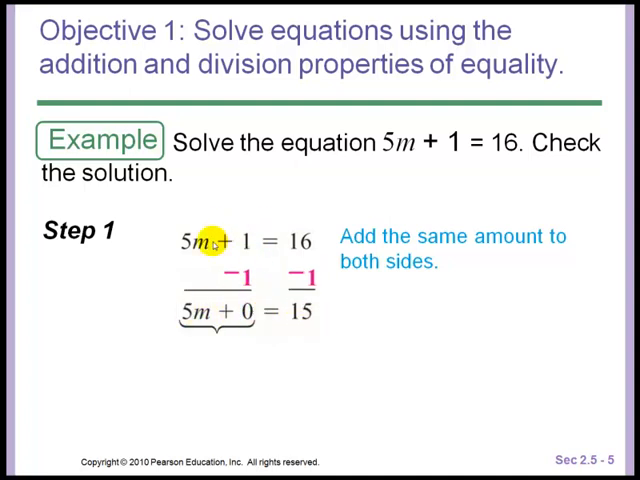Remember, your goal was to eliminate this positive 1. Adding a negative 1 turns it into 0, and anything plus 0 is just itself. So 5m plus 0 is simply 5m. Now this equals 15.